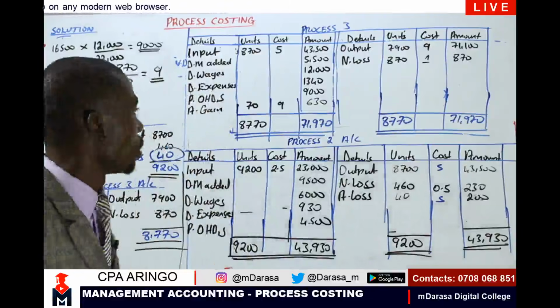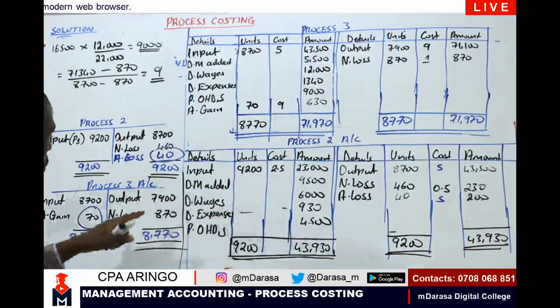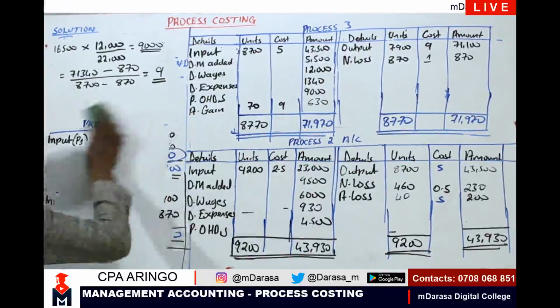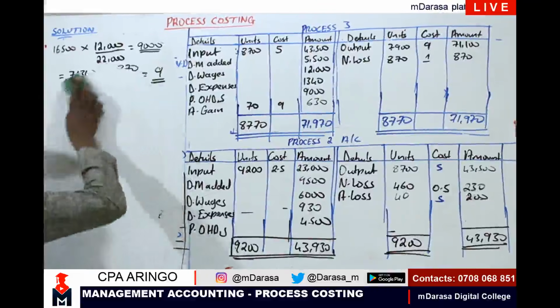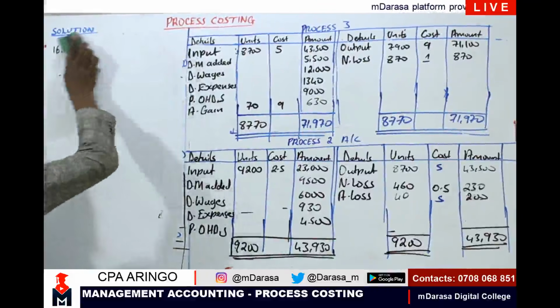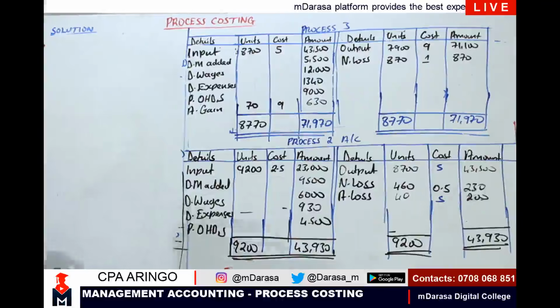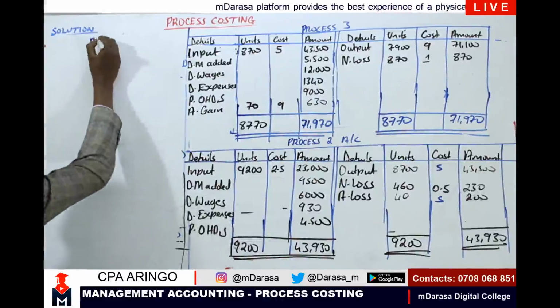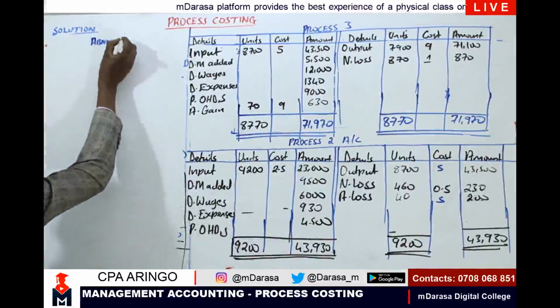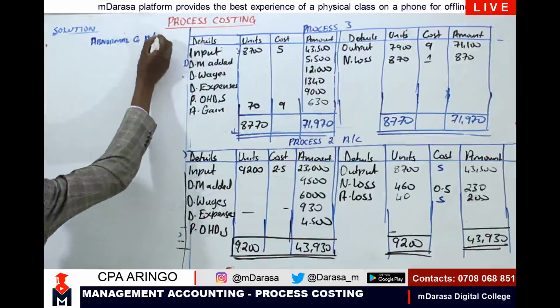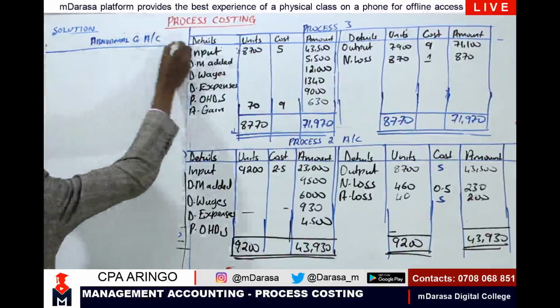So this is what we are going to do. We have these figures, so allow me to erase here so that we look at the last part of that question, where we are told to come up with the abnormal gain account and abnormal loss account. So we start with the abnormal gain account. I'm going to squeeze it here.